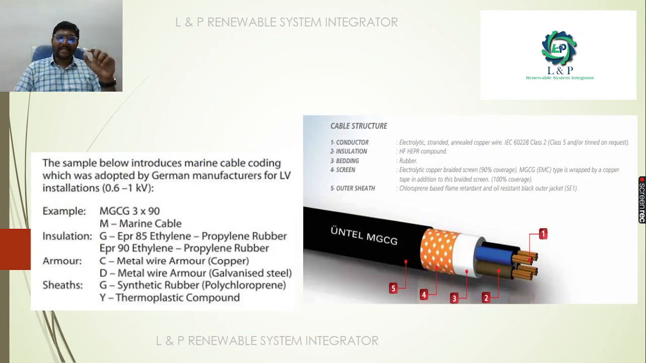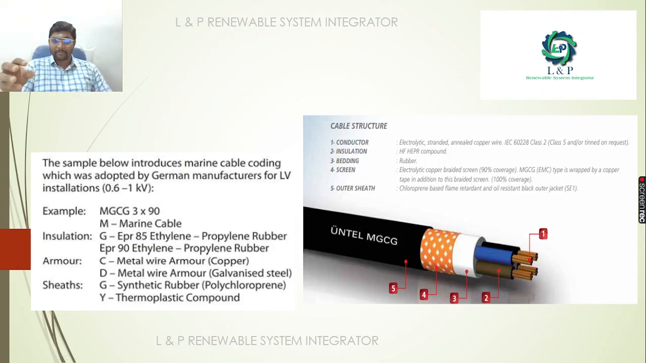Okay, this is an example of how a marine cable looks. We have so many codings. We can discuss this in depth in our video regarding marine cables, but here we are trying to give you a brief idea about the cable structure. It will have a conductor, it will have an insulation, then it will have a bedding. After that it will have a screen, and again it will have an outer sheath. So this is how a marine cable looks.